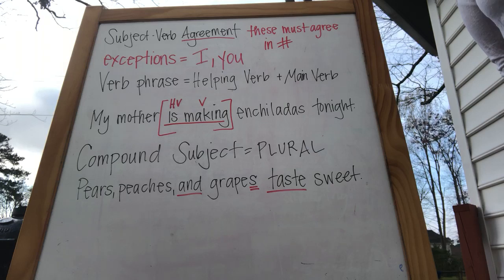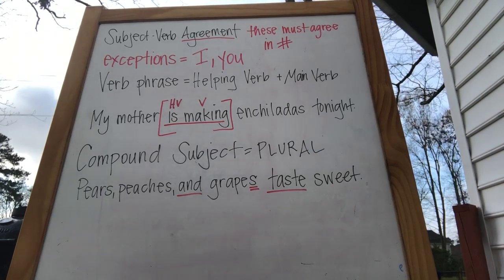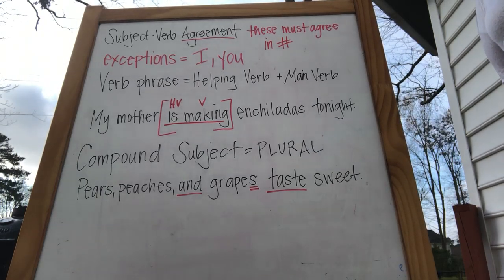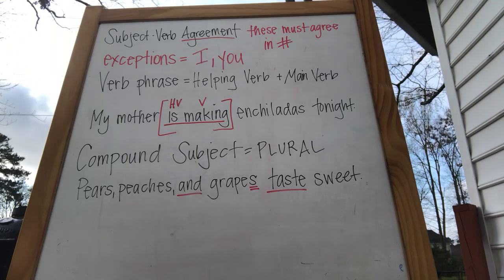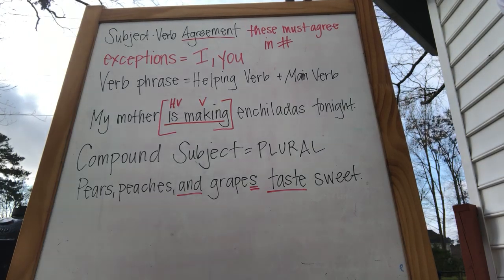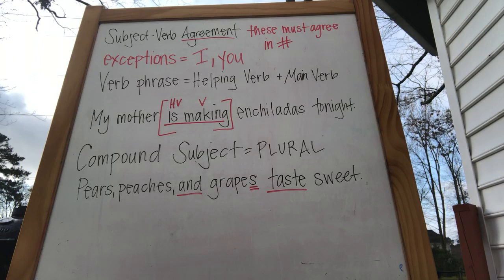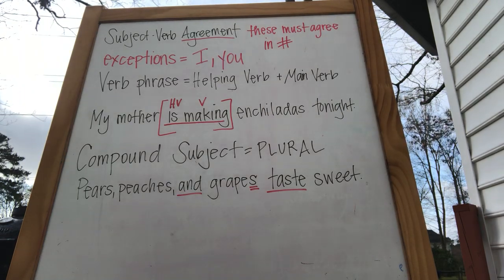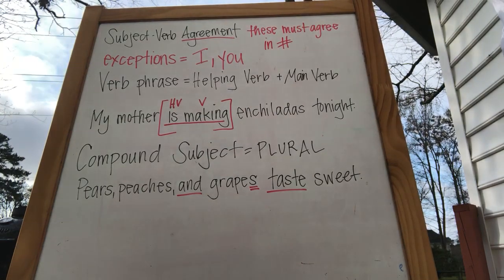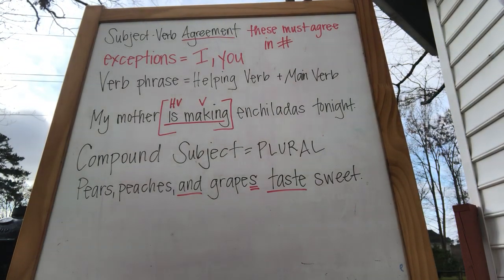Okay, now we're going to move on to 10.3 for Caleb and 10.2 for Dora. And this is about compound subjects. Compound subjects are always plural if we are using and, obviously, because our conjunctions that we use most often are and, but, and or.